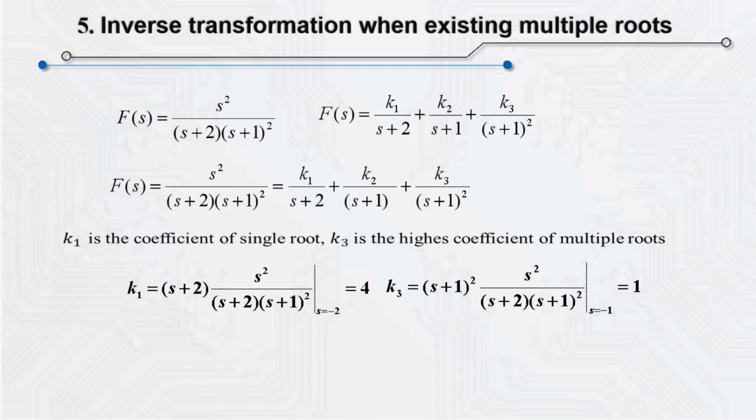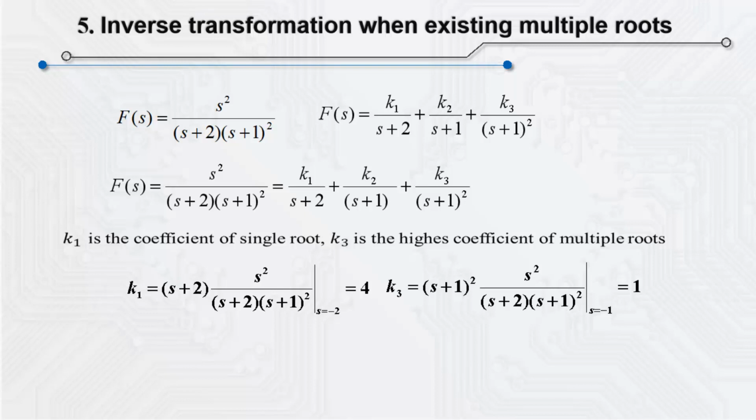Let's look at the repeated pole method. F(s) equals s squared divided by (s plus 2) multiplied by (s plus 1) squared. Let's look at this case and partially expand it below. The result of the expansion is equal to k1 over s plus 2, plus k2 over s plus 1, plus k3 over (s plus 1) squared.